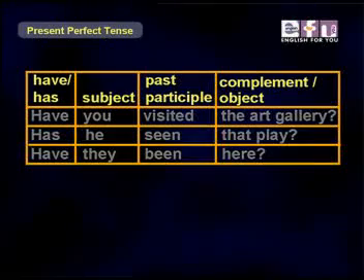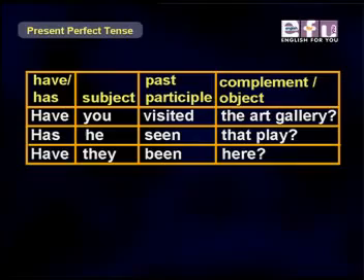Okay, we use has or have plus the subject plus the past participle plus the complement or object. For example, have you visited the art gallery? Has he seen that play? Have they been here?